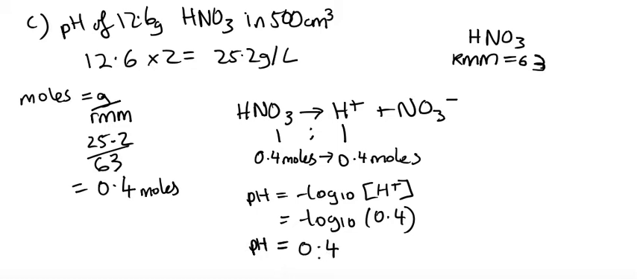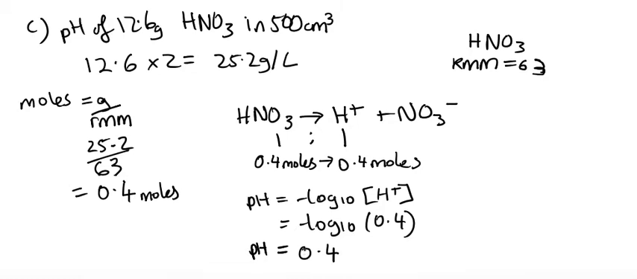Well, you'll actually get 0.397, which you could round to 2 decimal places, which is 0.4. Great. Now we'll move you on to D, which is pretty much the same as that one, if I remember correctly.